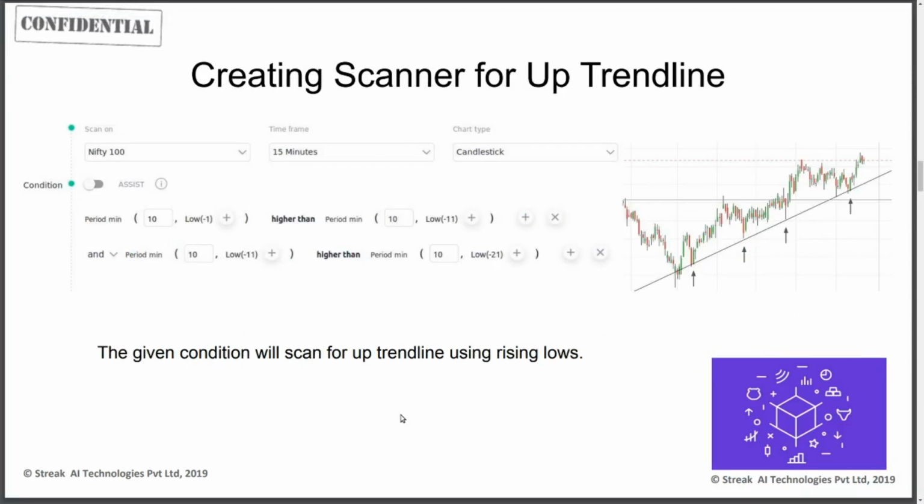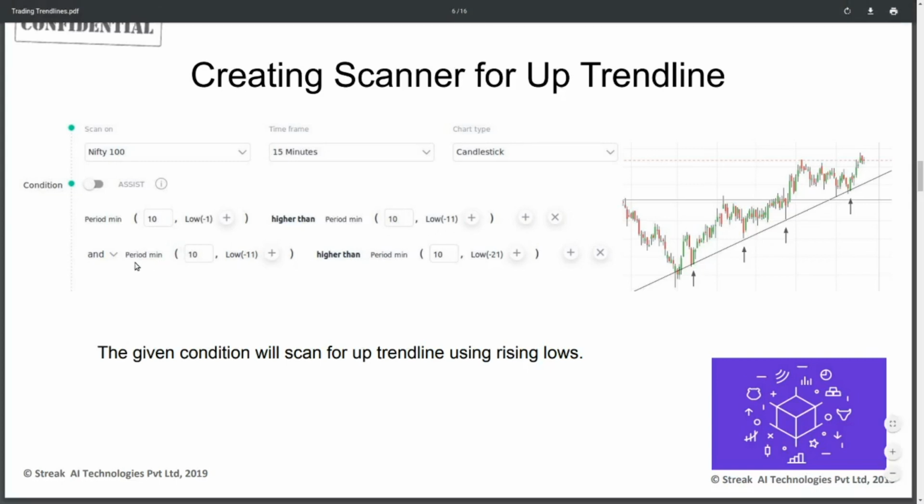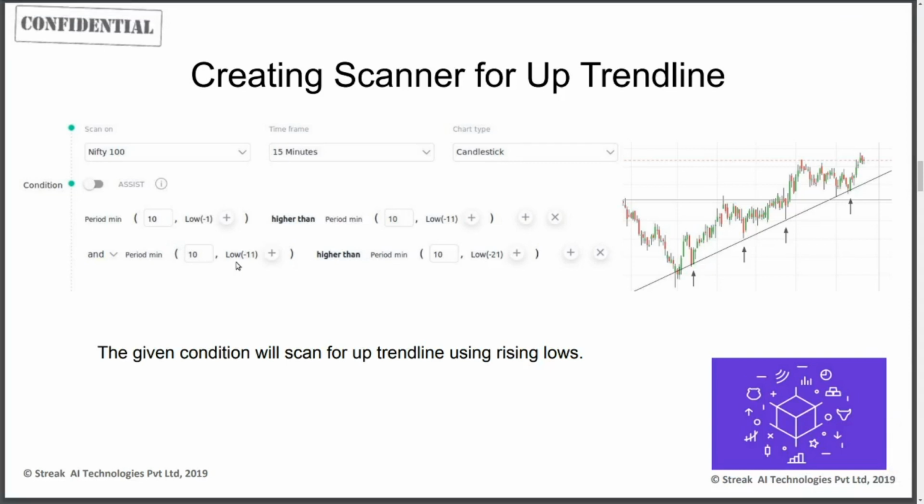So let's get into creating a scanner which identifies an uptrend line. The condition is very simple. If you see the screenshot here, it scans on Nifty 100 on a 15 minute time frame for candlestick charts, and it uses 10 candles. The lowest low of 10 candles should be higher than the lowest low of the previous 10 candles. That's what this indicates. And that previous lowest low should be higher than that of the even older one.